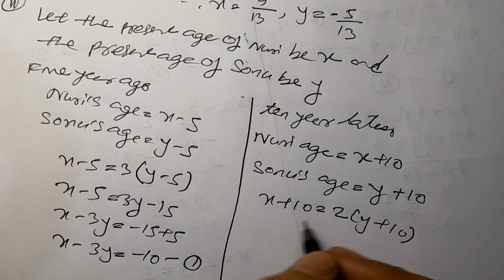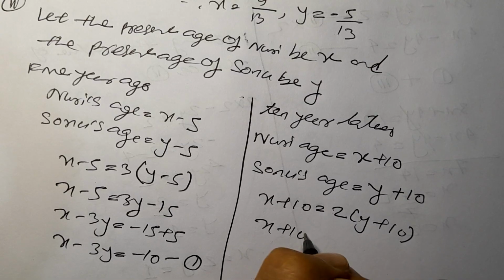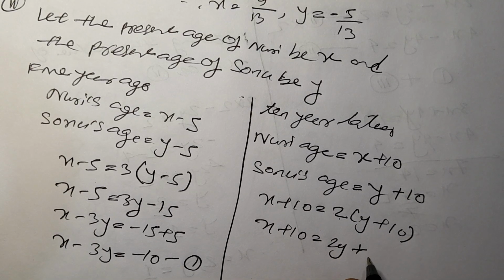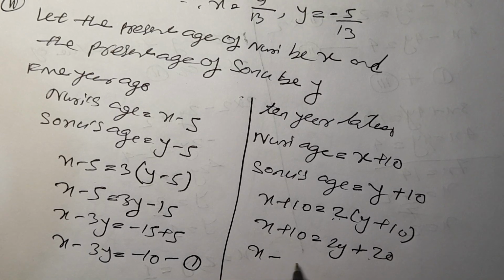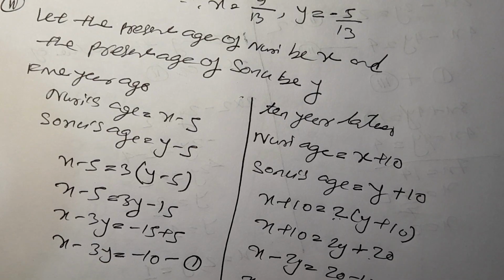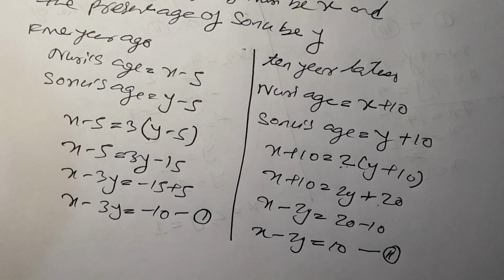Here we will get another equation. So x plus 10 is equal to 2y plus 20. Now bring this that side. x minus 2y is equal to 20 minus 10. Take the 10 that side. So it will be x minus 2y is equal to 10. Equation 2. Now we got equation 1 and equation 2, both the equations.